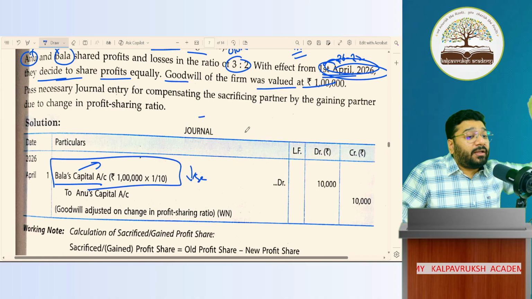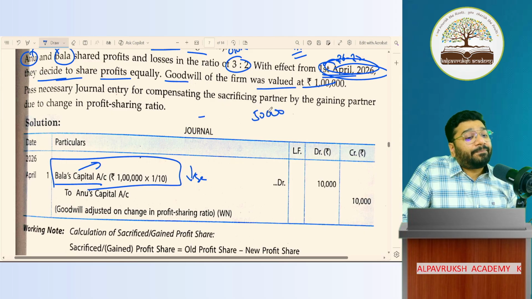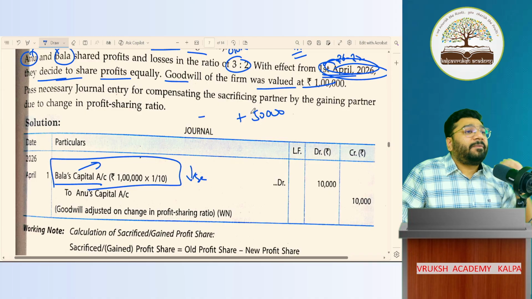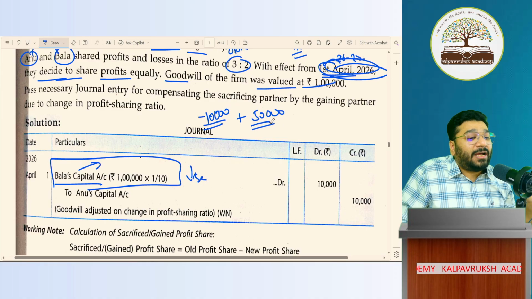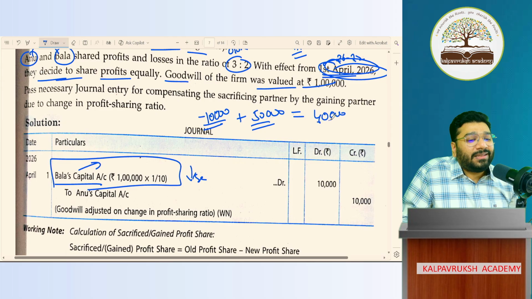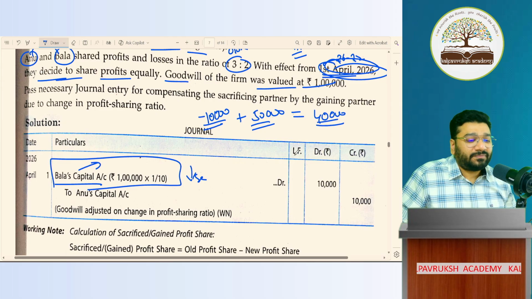So in future, he is going to get how much? 50. How much extra is he going to get? 10 extra. So right now you are minusing 10 today. So you need to minus 10. Now in future, when 50 is given, net how much? 40,000. Got it? Not got it?